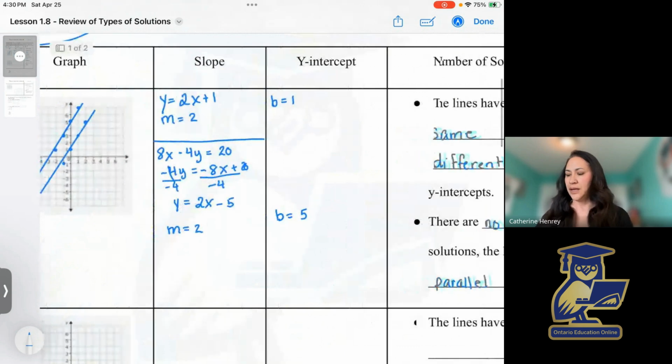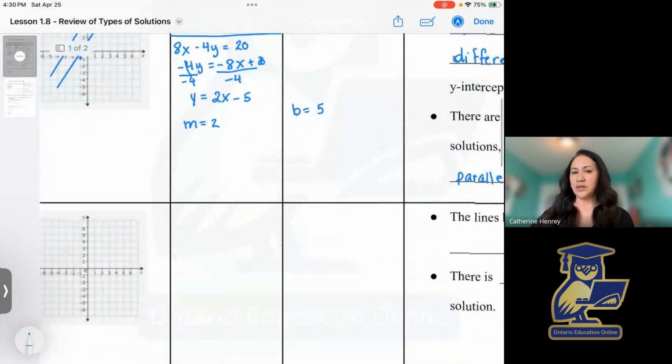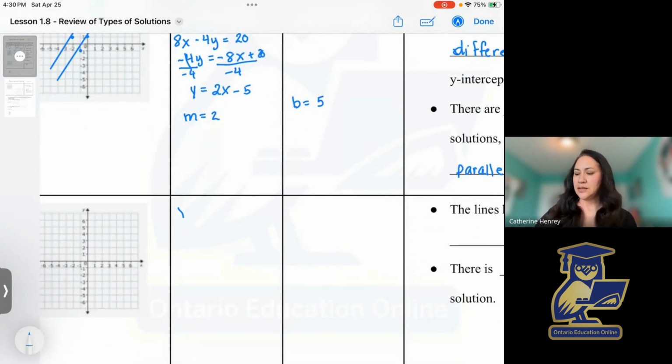Okay, let's take a look at my next example. We have b, x minus y equals 1, and 3x plus y equals 9. I'm going to put those both into slope-intercept form, starting with x minus y equals 1. Negative y equals negative x plus 1. Divide through by a negative 1. Clear the negative signs. And I'll have y is equal to x minus 1. So my slope for the first one is 1. And my y-intercept is negative 1.